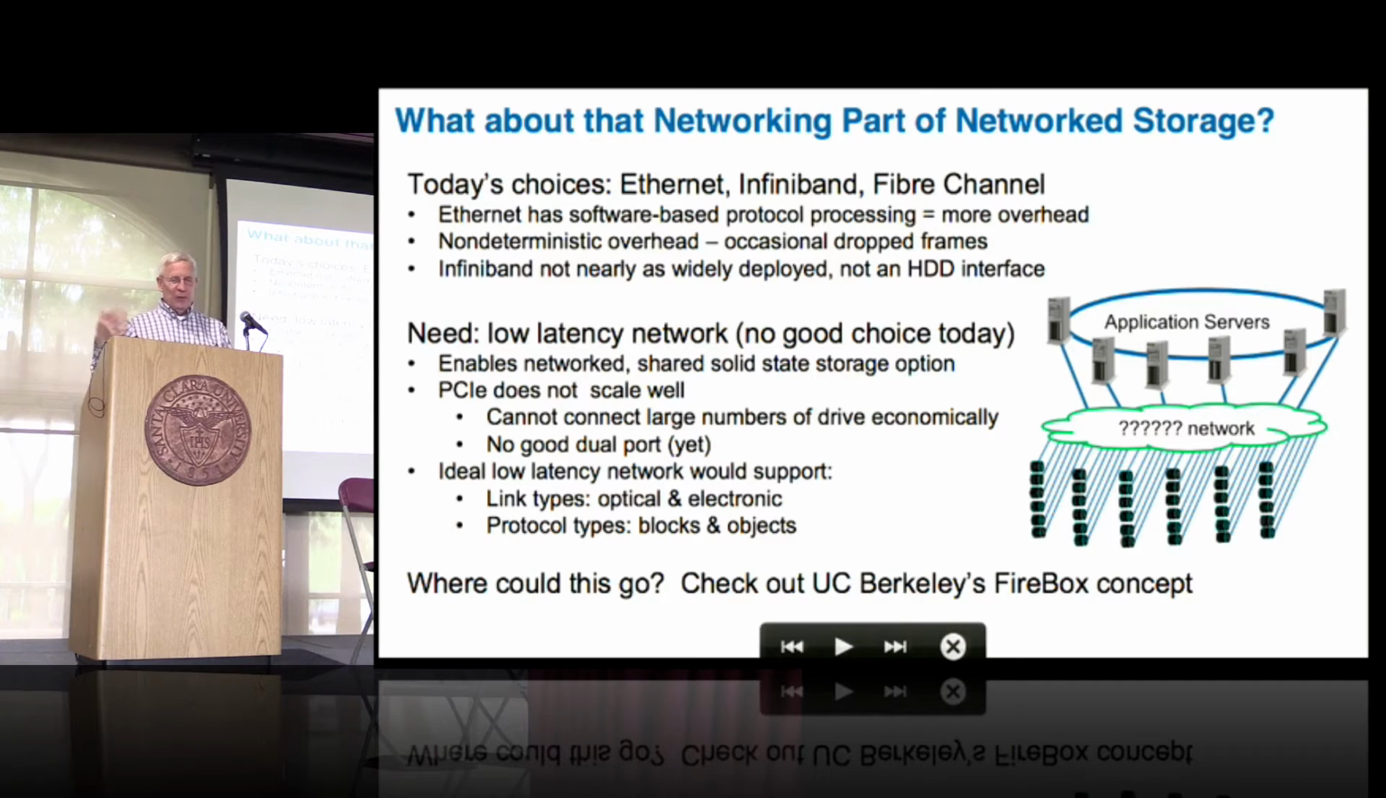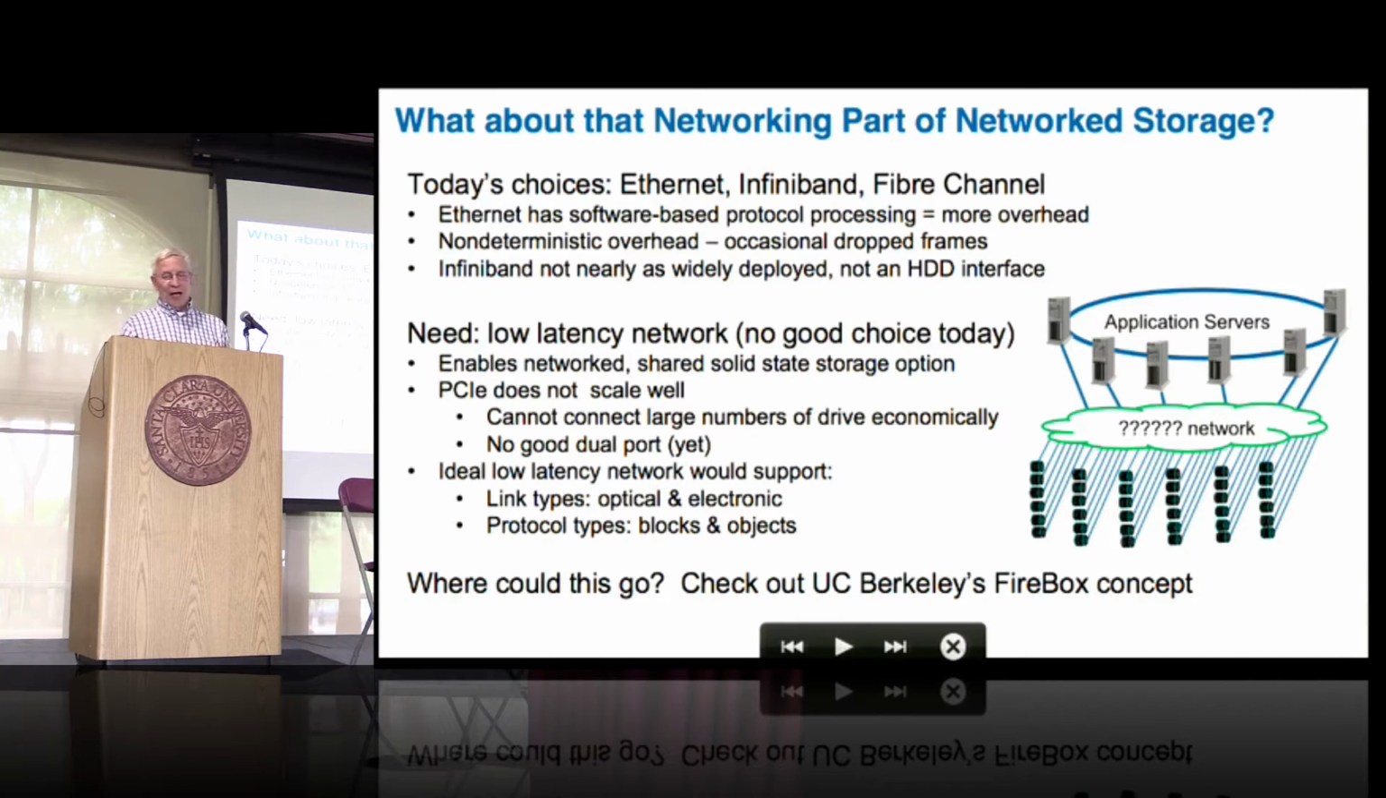Well, today, and now I'm using the NVMe standard proposal as a basis, there are three choices being considered: Ethernet, InfiniBand, and Fiber Channel. Ethernet's ubiquitous, it's really cheap, it's fast in the sense of high bandwidth, but it's basically software interpreted, and so there's a lot of latency associated with breaking down Ethernet frames. And it's not deterministic the way, say, Fiber Channel or InfiniBand can be, so you have the danger of dropped frames, which is really bad for storage latency.